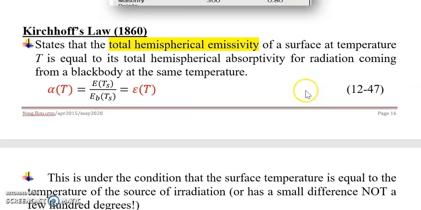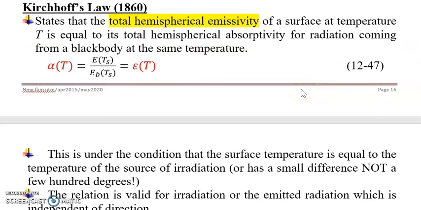Now, Kirchhoff's law is to simplify our radiation analysis. Kirchhoff's law states that the total hemispherical emissivity of a surface at temperature T is equal to its total hemispherical absorptivity for radiation coming from a black body at the same temperature, given by 1247. It's much simplified earlier.